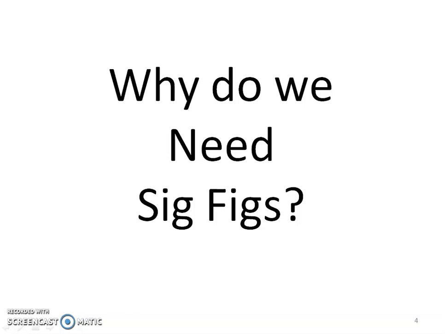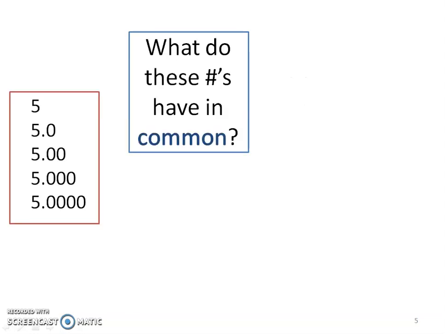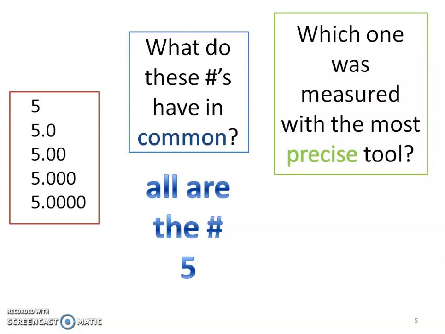So why do we need sig figs anyways? Well, let's look at these numbers: 5, 5.0, 5.00. What do they all have in common? Well, they're all the number 5. However, what's the difference? Which one is going to be measured with the more precise tool? Well, the one that has more of those digits, more decimal places in this case. So the more digits that are known, the more precise the tool probably was that measured that value.